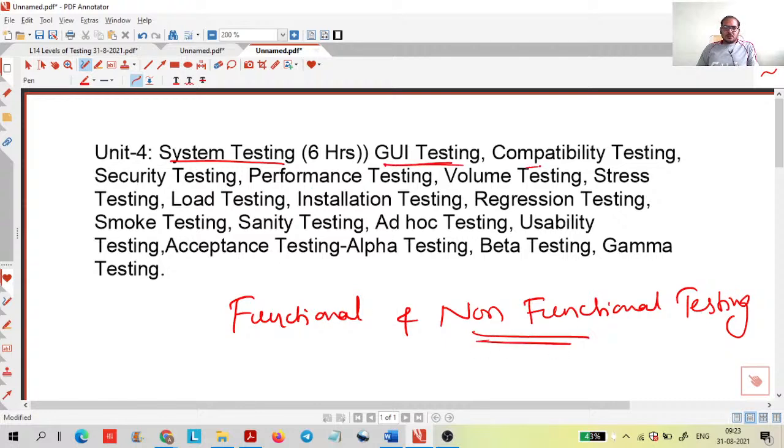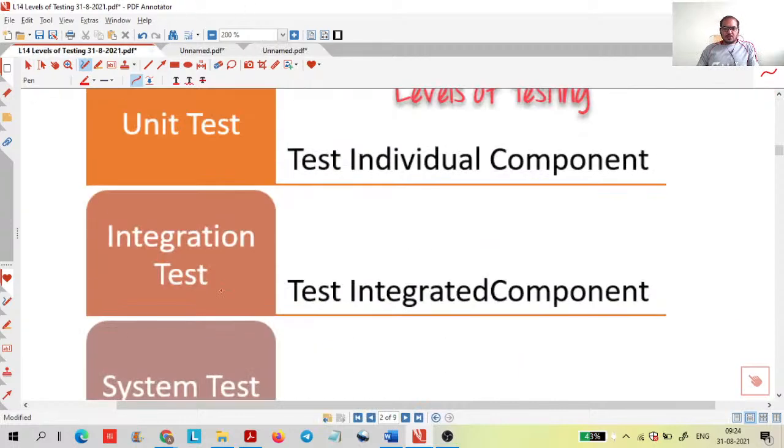Here there are some terms like performance testing, volume testing, stress testing, load testing. Sometimes we think these are all the same, the load testing, stress testing, volume testing, but they have their own functionality. That we will discuss.